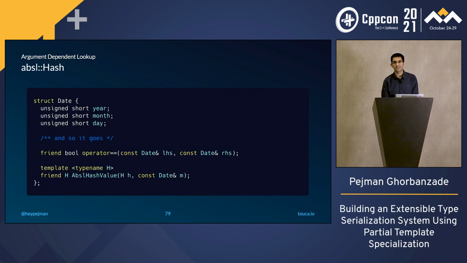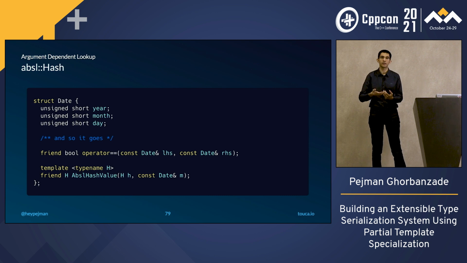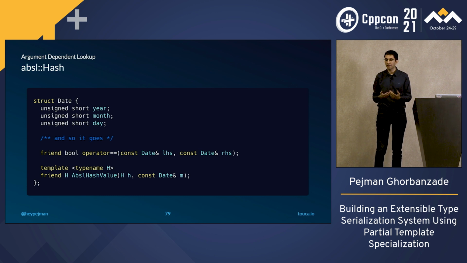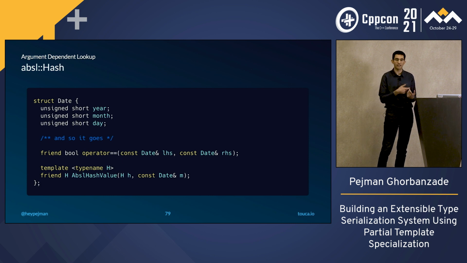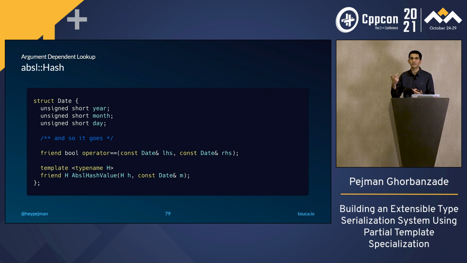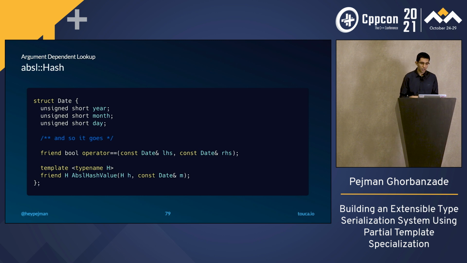Now, what does this have to do with our type serialization system? The answer is that we can now, instead of passing a concept and saying, hey, user, satisfy this, just write a function that has the same name as we want. And then because they pass their type as its argument, at compile time, we can find that function.